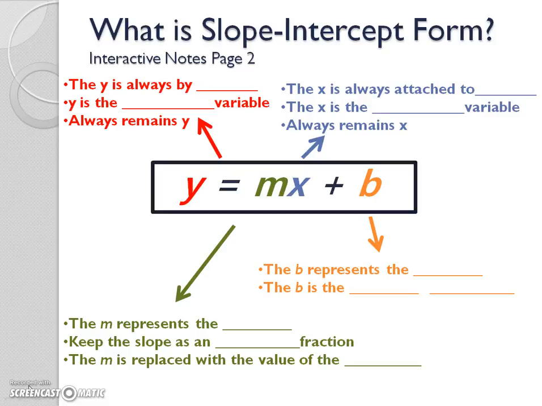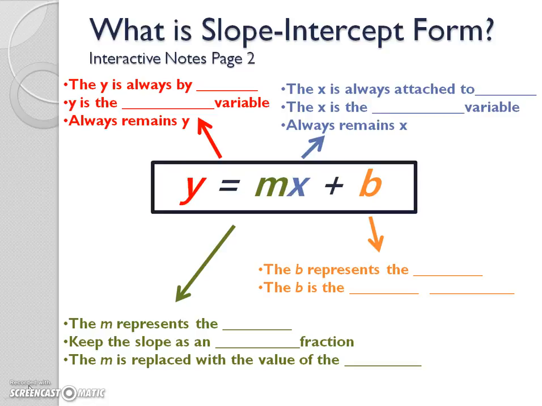Here we have some of our notes. The y is always by itself. Y is the dependent variable and always remains y. It'll never change. It needs to be y by itself.